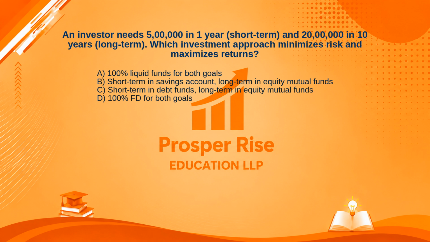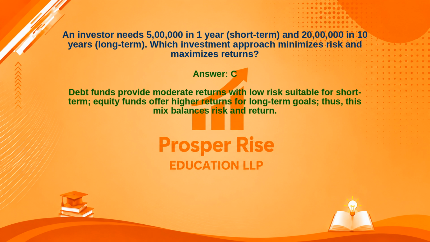Take a moment to pause the video and decide. The correct answer is Option C. Let's see why. Debt funds provide moderate returns with low risk, suitable for short term. Equity funds offer higher returns for long-term goals. Thus, this mix balances risk and return.